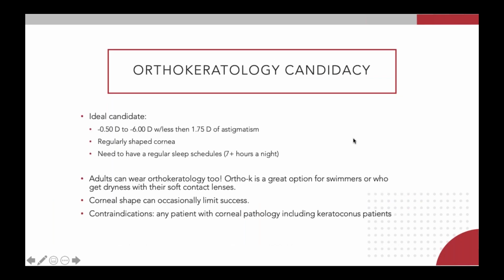So who's a good candidate for Ortho-K? Ideally, you have to be evaluated to see if you are a good candidate. You can't have too high of a prescription. Your cornea needs to be pretty regularly shaped, and you need to make sure you have a regular sleep schedule. So for children, this usually isn't an issue, but for adults, and this is a good point, adults can wear orthokeratology too. It's a great treatment option for myopia.